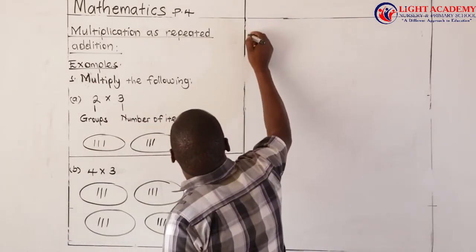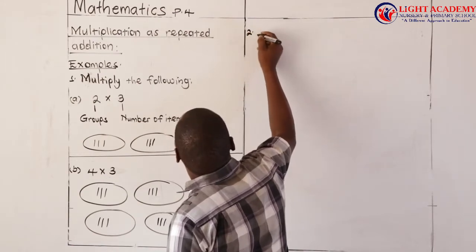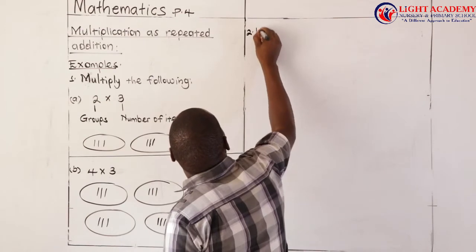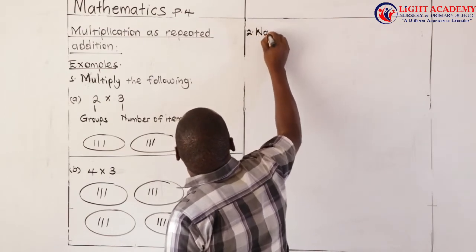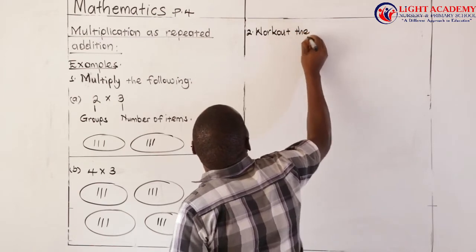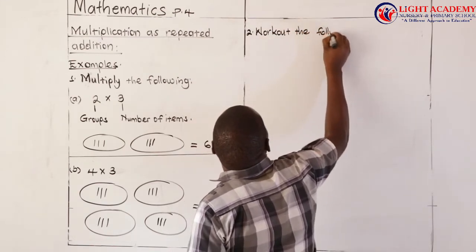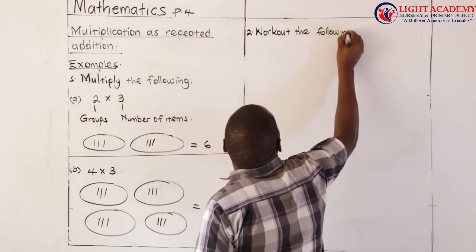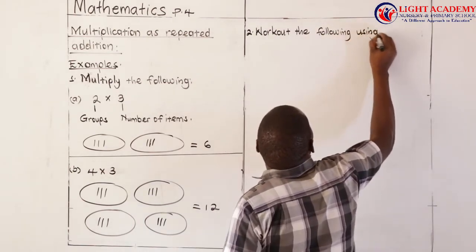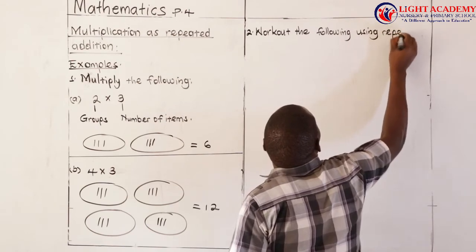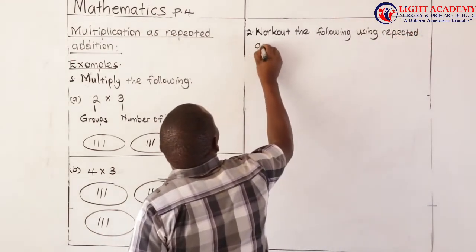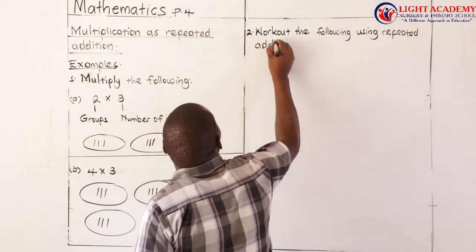They can say, question number 2, work out the following using repeated addition. Okay?